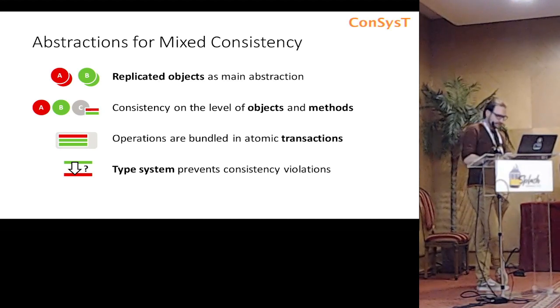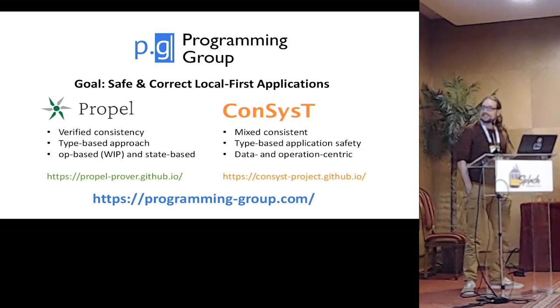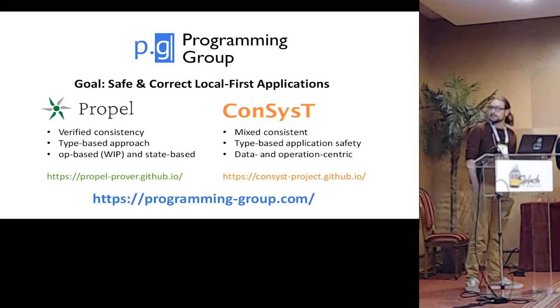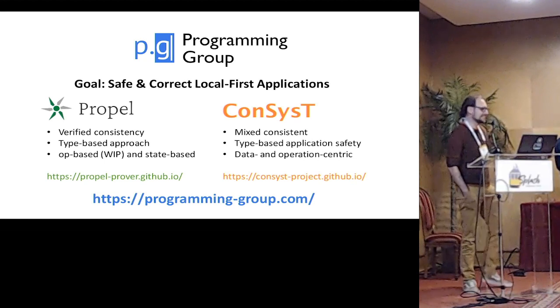Yeah. So what have we seen in this talk? We have seen some approaches to implement safe applications, one with Propel, which verifies eventual consistency for CRDTs, and one with Consist, where we have safe mixed consistency in apps that go beyond local first. Yeah, and that's it with this talk, and we are ready for questions.